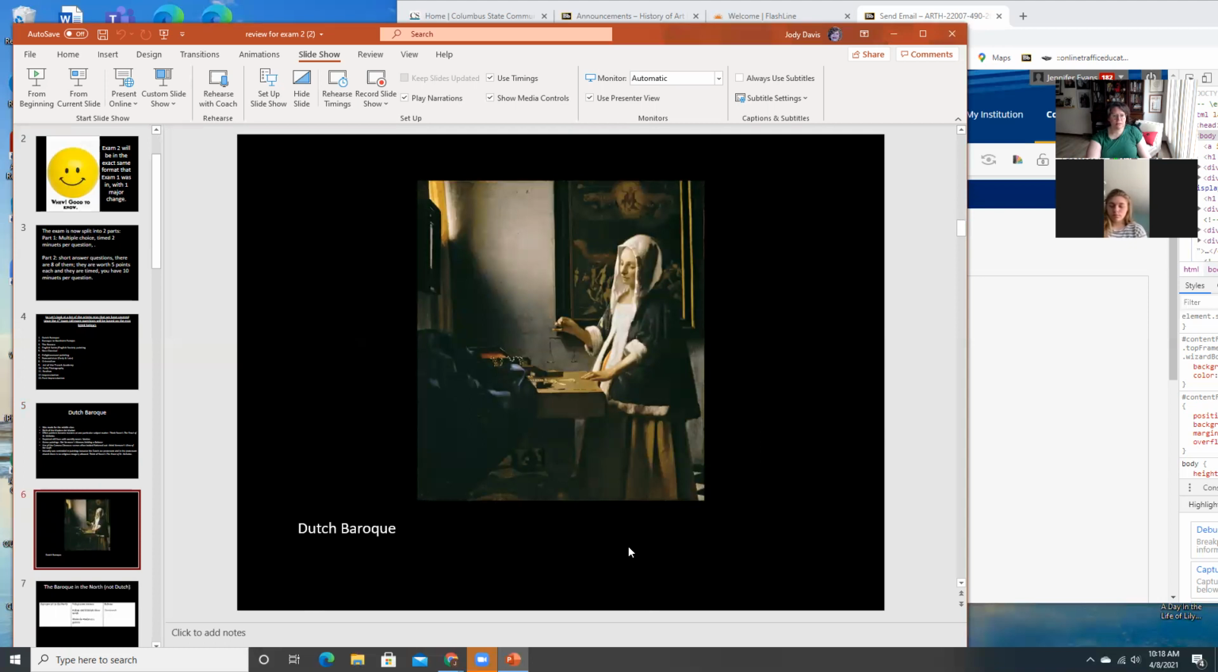So this is Vermeer's Woman Holding a Balance, and you can see the light shining through the window and the heavy emphasis on texture. She's pregnant. And she's weighing, I believe, her dowry. She's weighing sort of how much she's brought into the marriage.